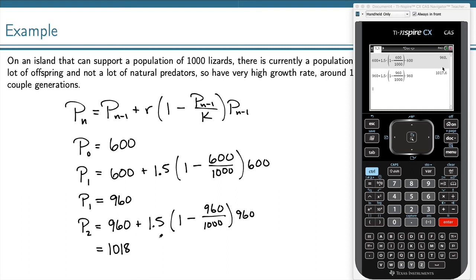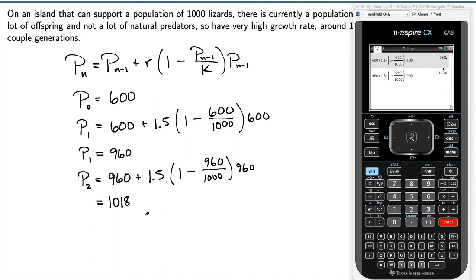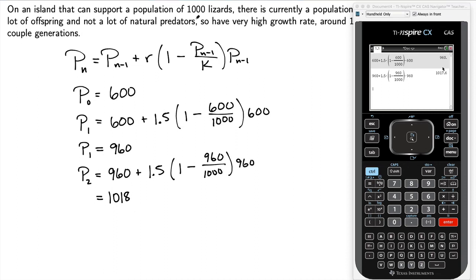Let's do one more generation to see what happens. Notice that our population right now is over the amount that the island can support. So what we should expect for our next generation is for our population to drop. Let's see if it happens.